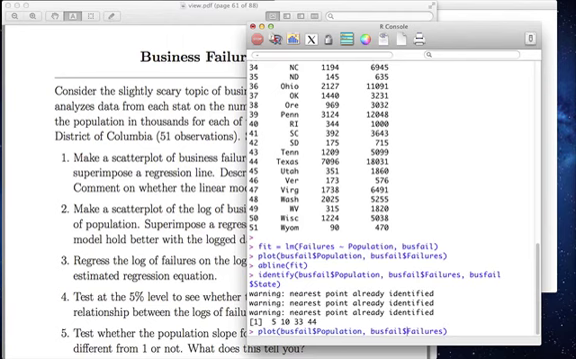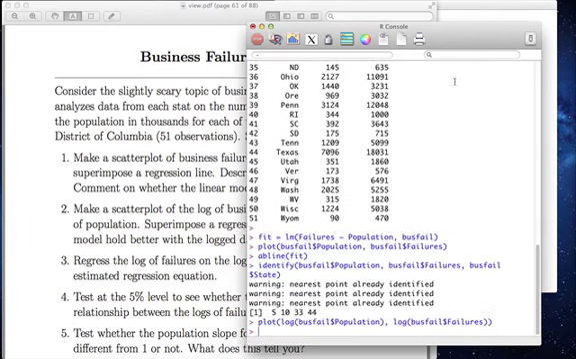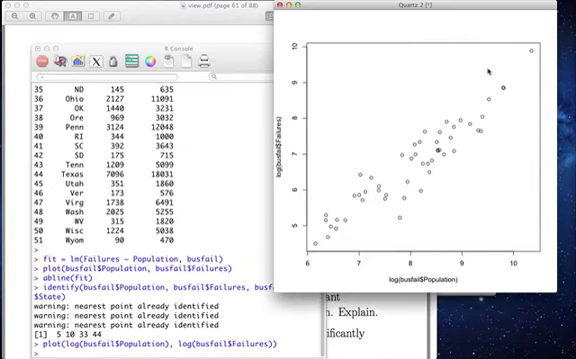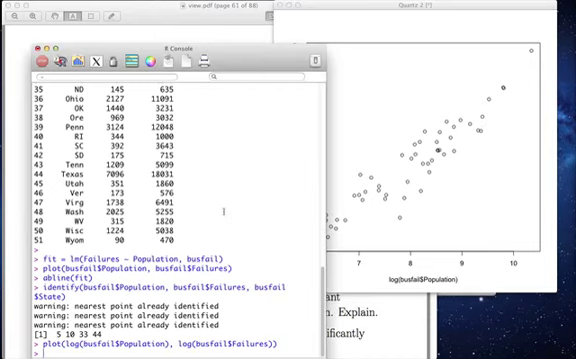So I'm going to re-edit this command, and we're going to make the log of bizfail$population and the log of failures. If I go look at the scatter plot, this looks much more like a textbook scatter plot for linear regression. The logs have cleaned up all these issues. California is no longer an outlier. The variance is no longer very heteroscedastic; it looks pretty constant. So the log-log model has cleaned this up.